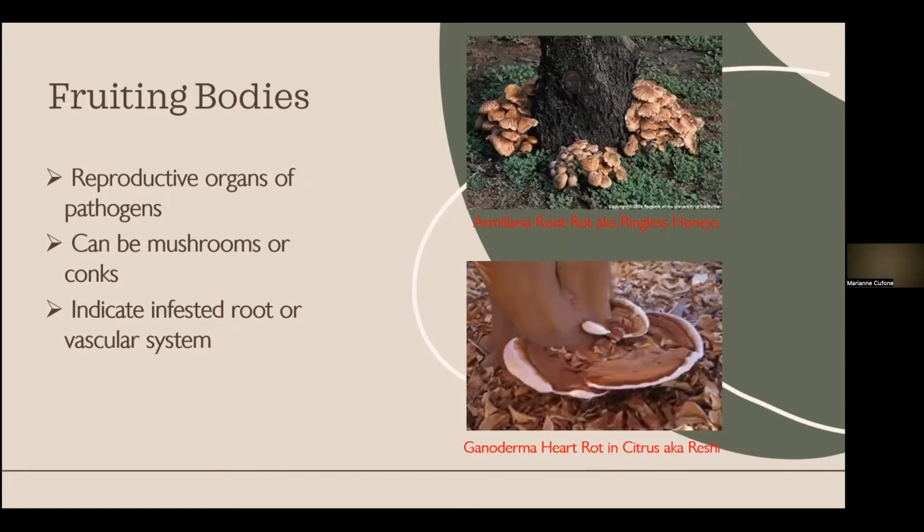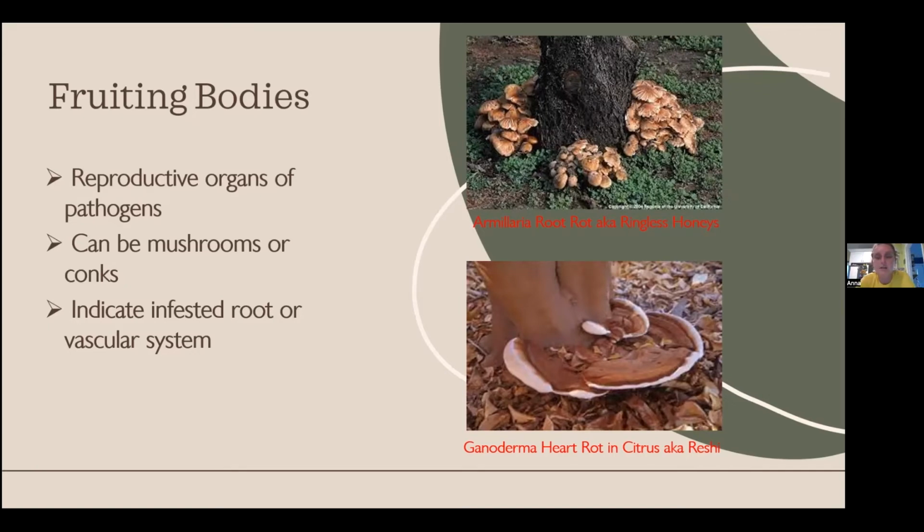Fruiting bodies, this goes hand in hand with the mycelium, right? These are the reproductive organs of fungal pathogens. They can be mushrooms or conks, which grow on trees. Often they're like woody little knobs. They indicate an infested root or vascular system. So if you see these on your trees, sometimes they're good, sometimes they're bad. Mostly they're bad. I've got two of the really common ones pictured here.